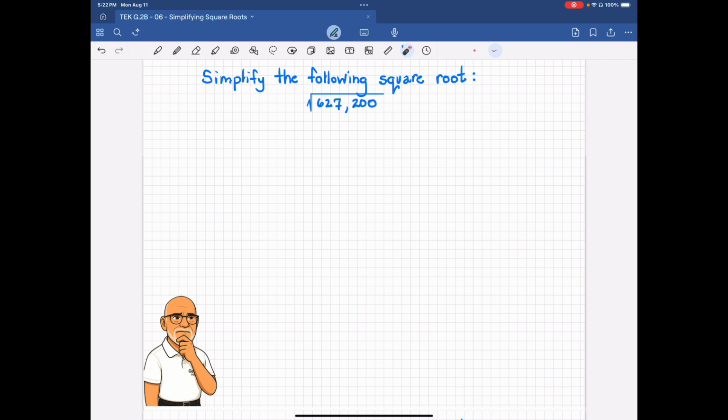Now it is your turn to practice the same skill. The instructions read, simplify the following square root, the square root of 627,200. Remember, you need to show all of your work in your notebook, and you must also box in your final answer. I should be able to see what's going on inside your head just by looking at your work. If you have any issues or questions, please ask. You may check your answers on the next slide. Now please pause the video and complete your work.